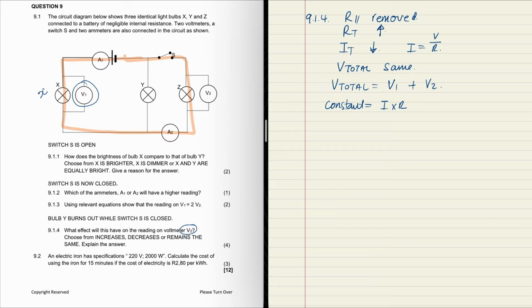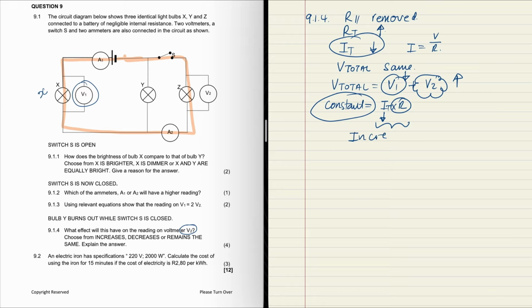right? So the total current, as we said now, is going to decrease. So this is decreasing, and the resistance for X is staying the same. So that means V1 must decrease. And if V1 decreases, V2 has to increase in order to keep the V total constant. So the answer then is V2 will increase.